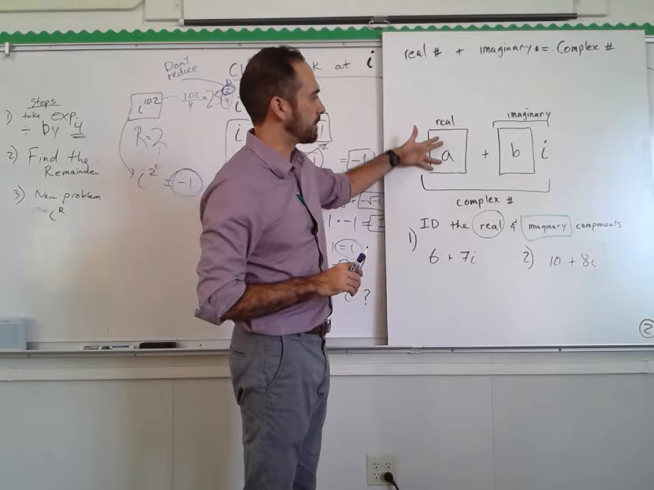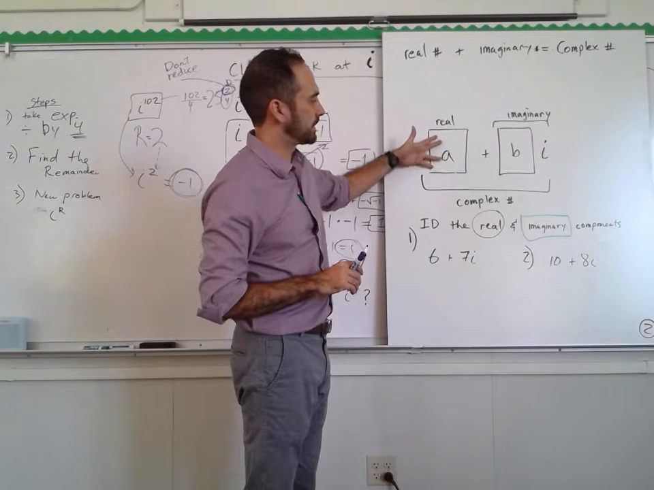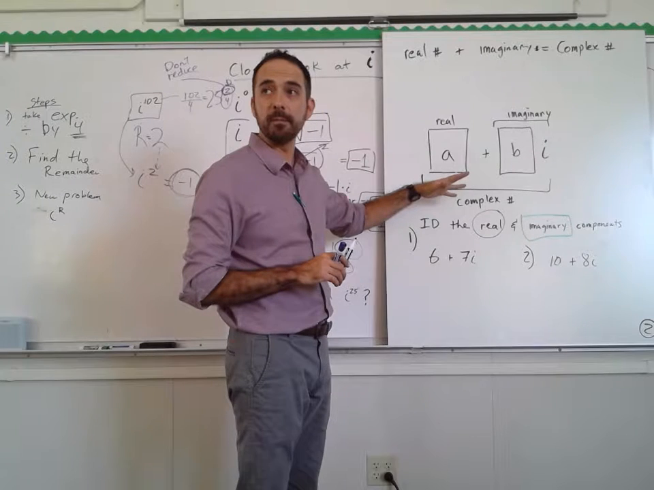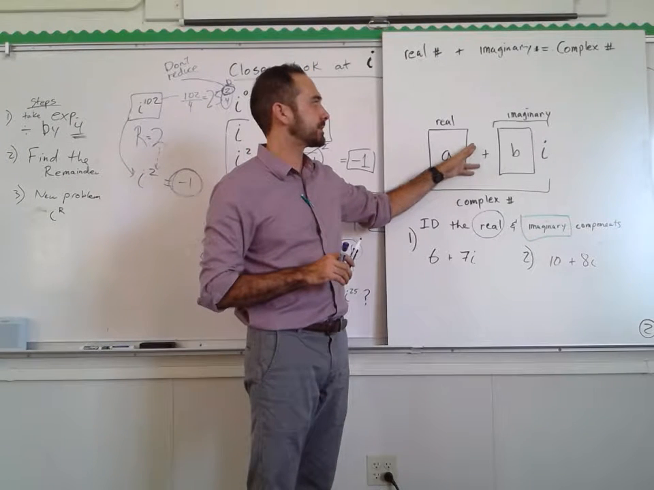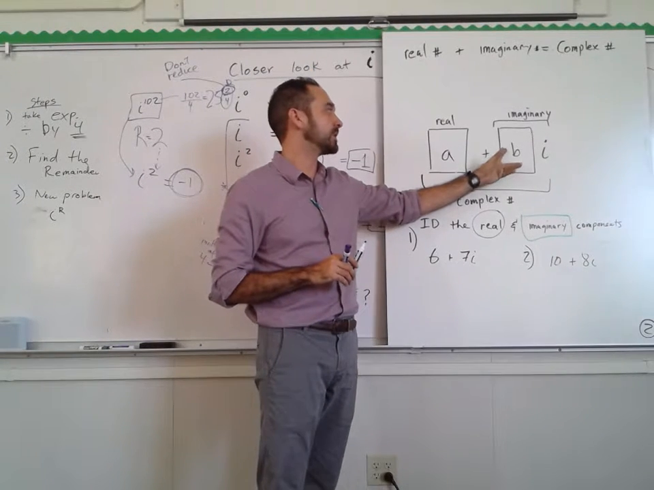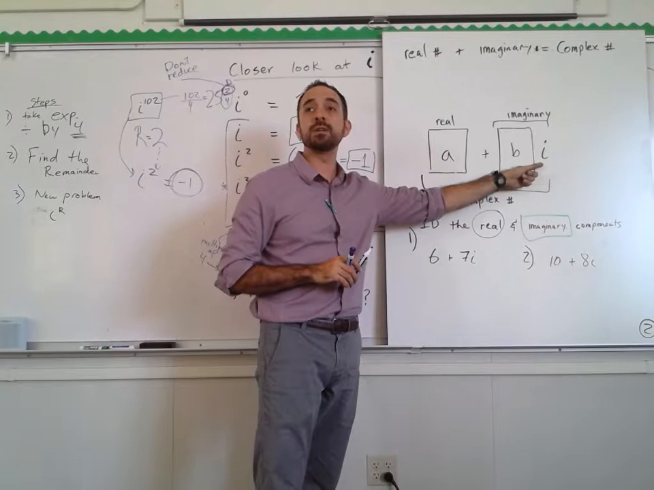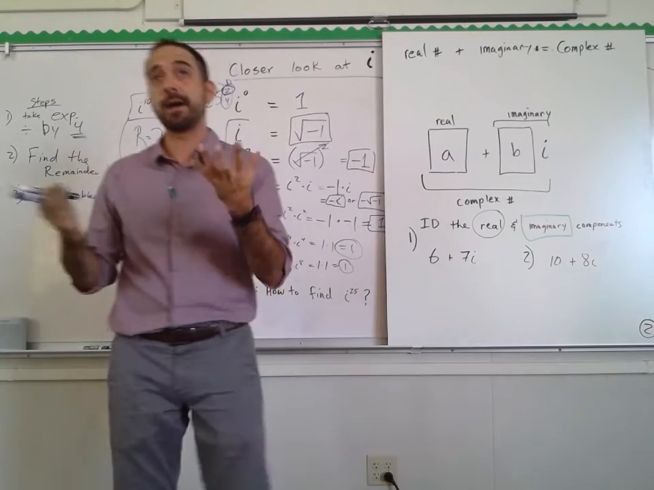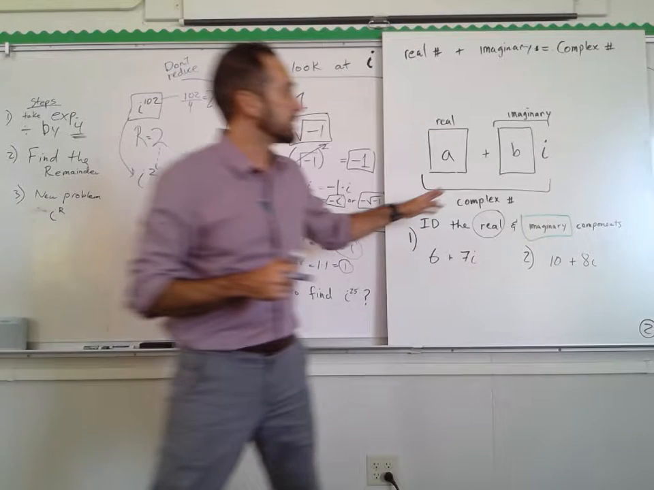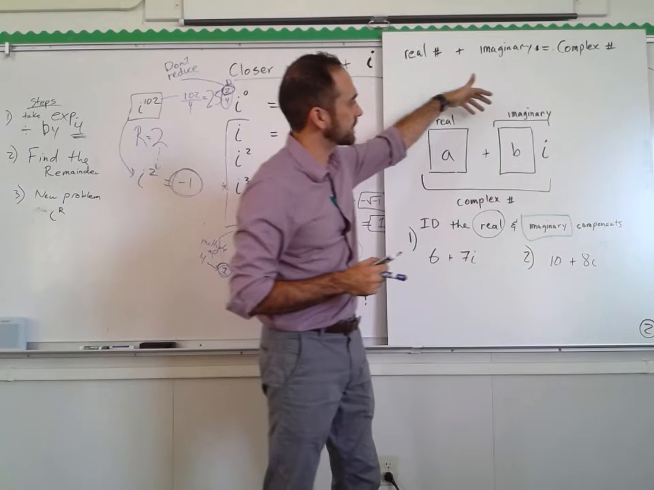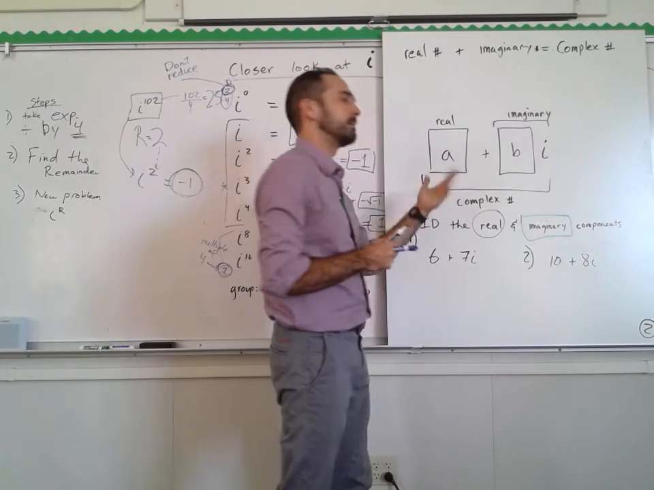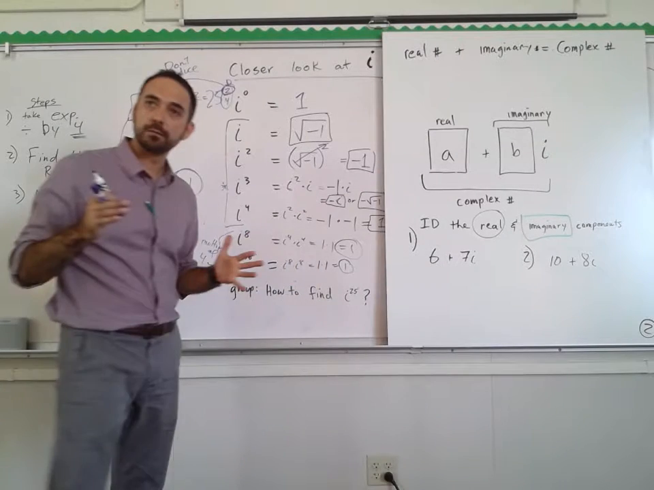So a real number out front. This is the form for a complex number, the common form. Plus some coefficient, which is a real number, but it has this imaginary number connected to it, i. So this is our real component, this is our imaginary component. Together, they make a complex number.